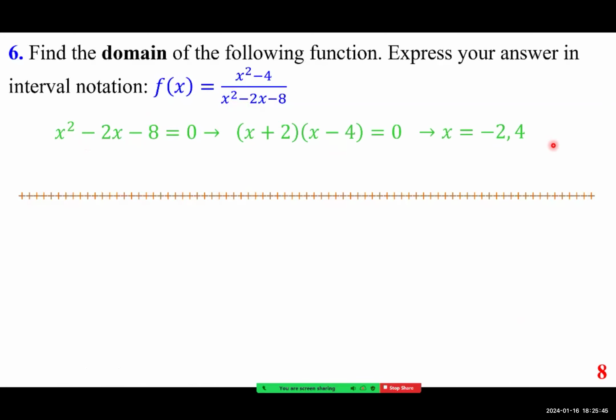So in other words, the domain is all real numbers except these two. How do we write it in interval notation? -∞ to -2, union -2 to 4, union 4 to infinity. All of them take parentheses.